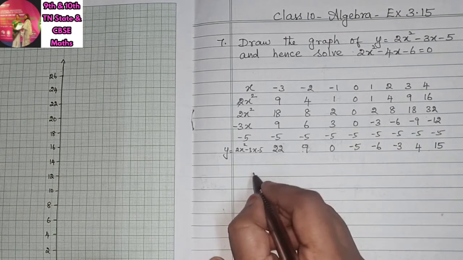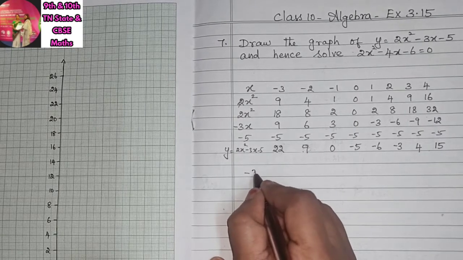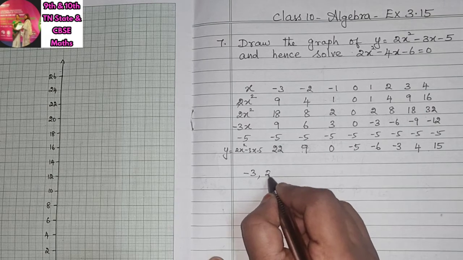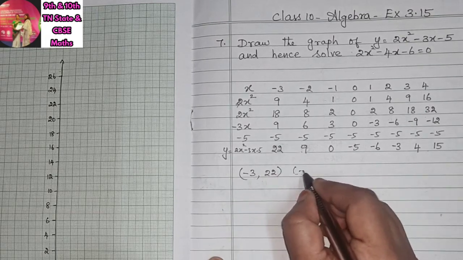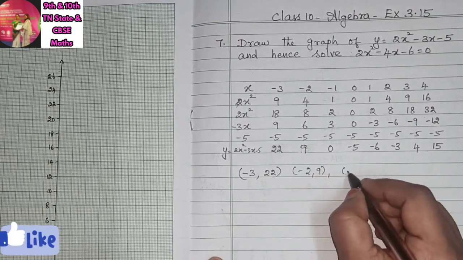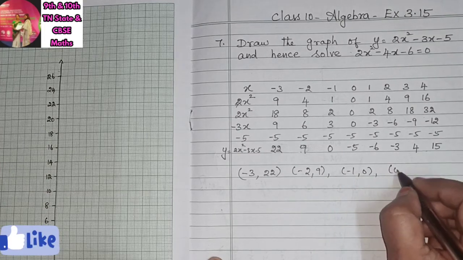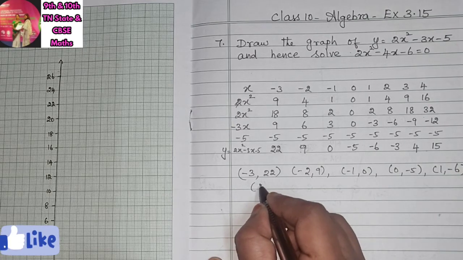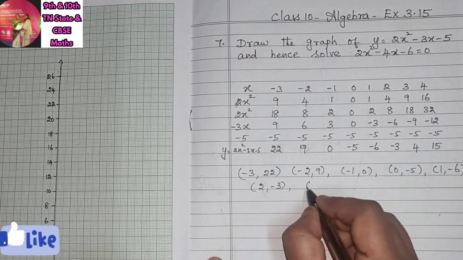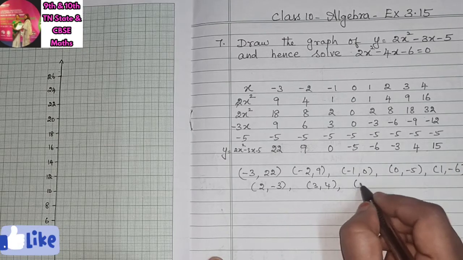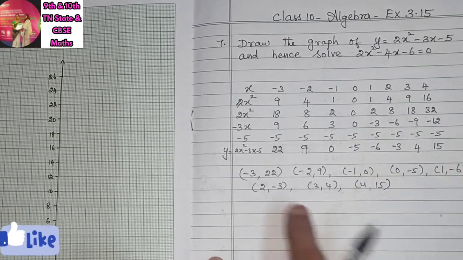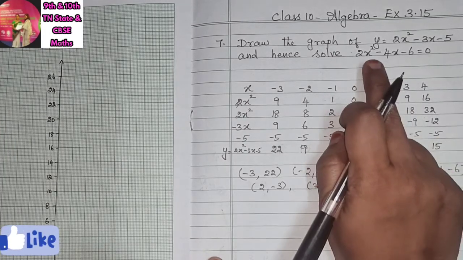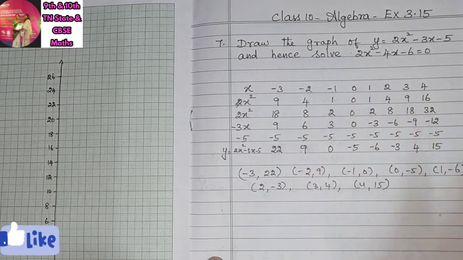So the coordinate points to get the parabola are (-3, 22), (-2, 9), (-1, 0), (0, -5), (1, -6), (2, -3), (3, 4), (4, 15). So all these points, we'll plot in the graph to get the parabola. And one more question is there. We are asked to solve this.